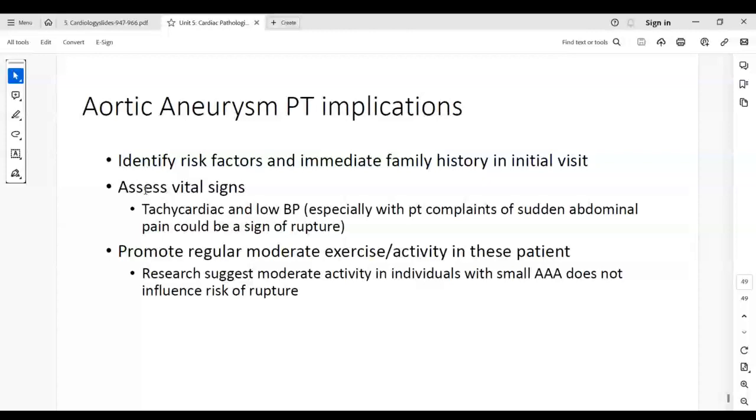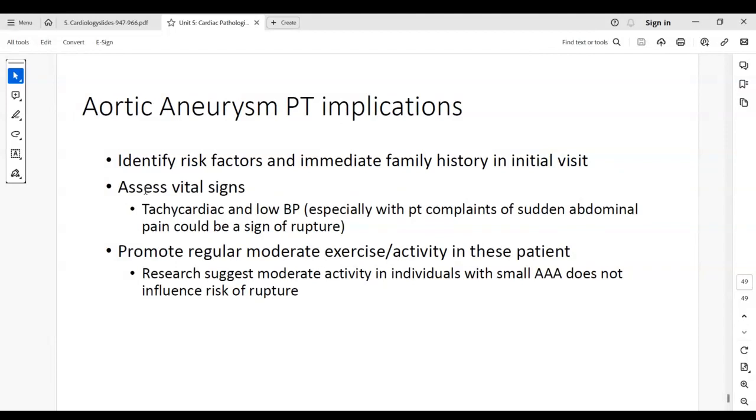And what is the physical therapy implication related to aortic aneurysm? Identify risk factors and the immediate family history in the initial visit, because we said that first degree relatives could be a risk factor. Assess vital signs. If there is tachycardia, low blood pressure, especially with patient complaints of sudden abdominal pain, it could be a sign of rupture.